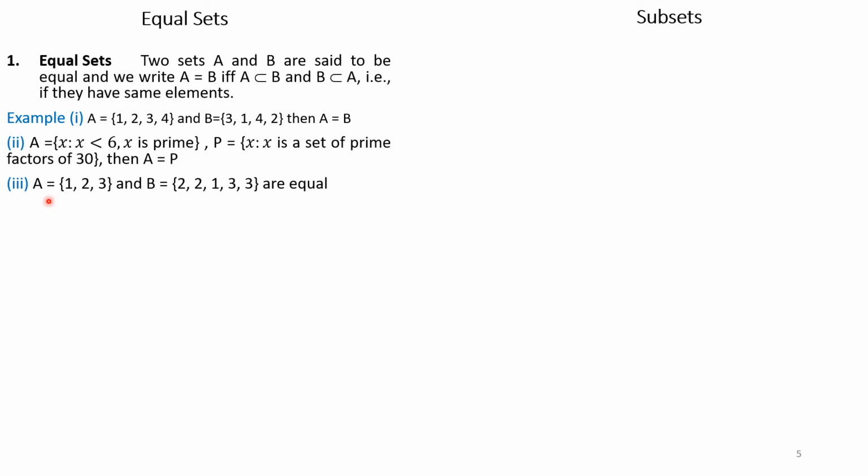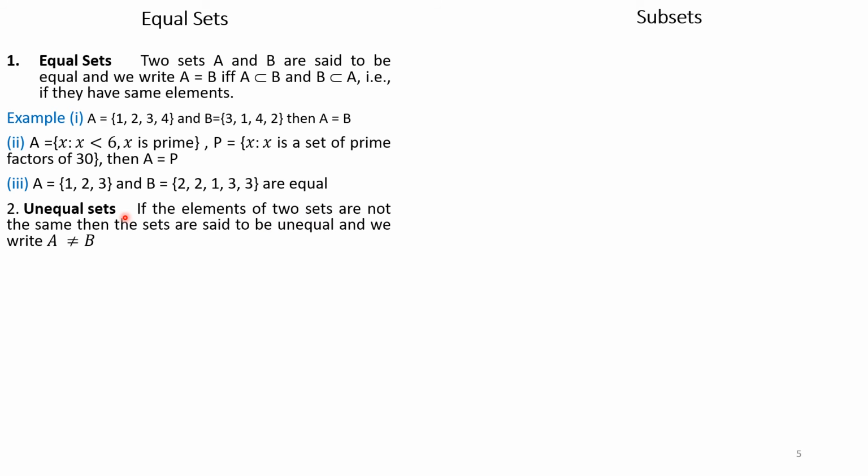Third example, A is equal to {1, 2, 3} and B is equal to {2, 2, 1, 3, 3}. So these numbers are appearing repetitively, but repeated elements can be avoided when representing the elements of a set. So the three elements of set B are 1, 2 and 3, which is the same as A. Hence these are equal.